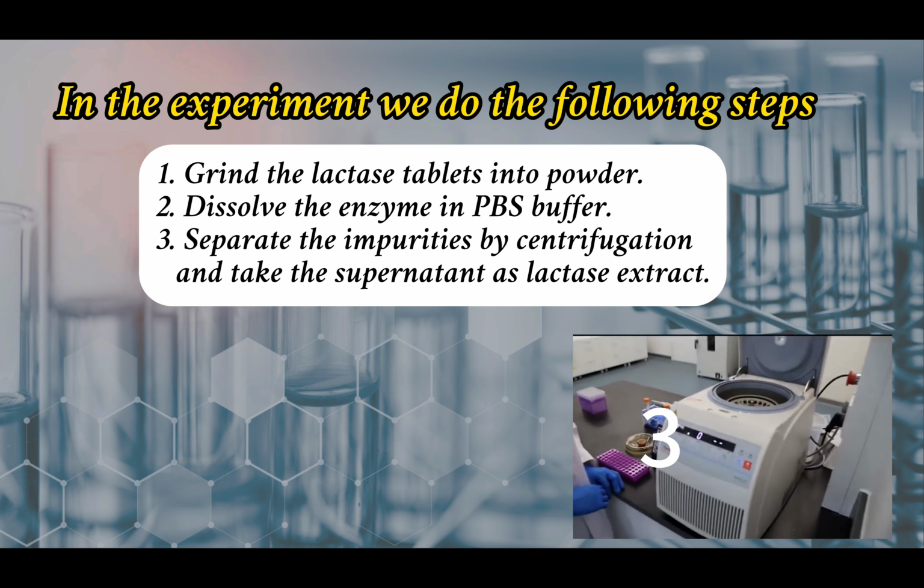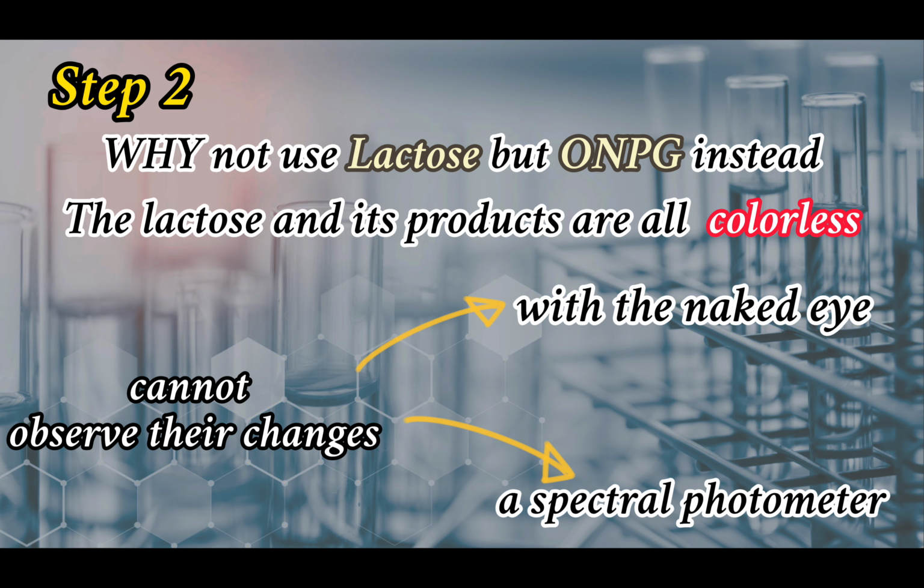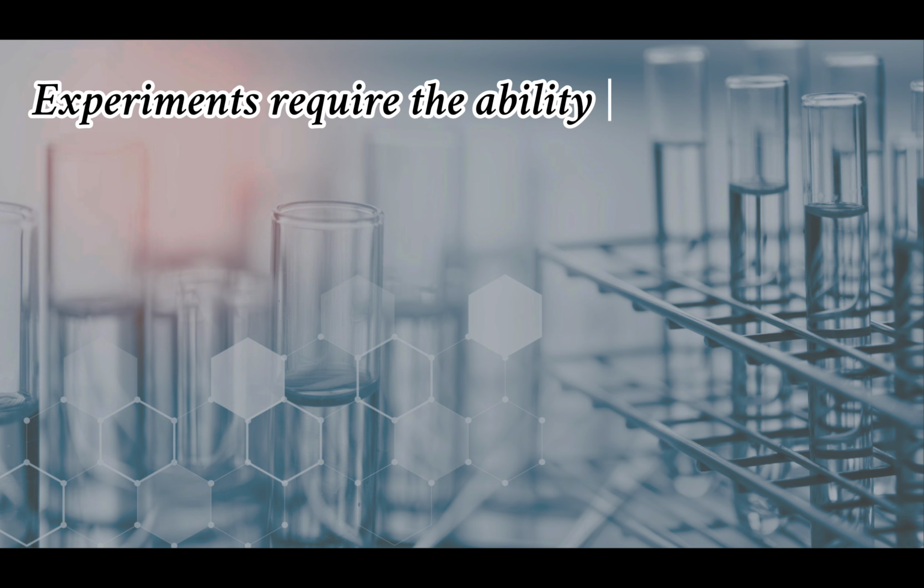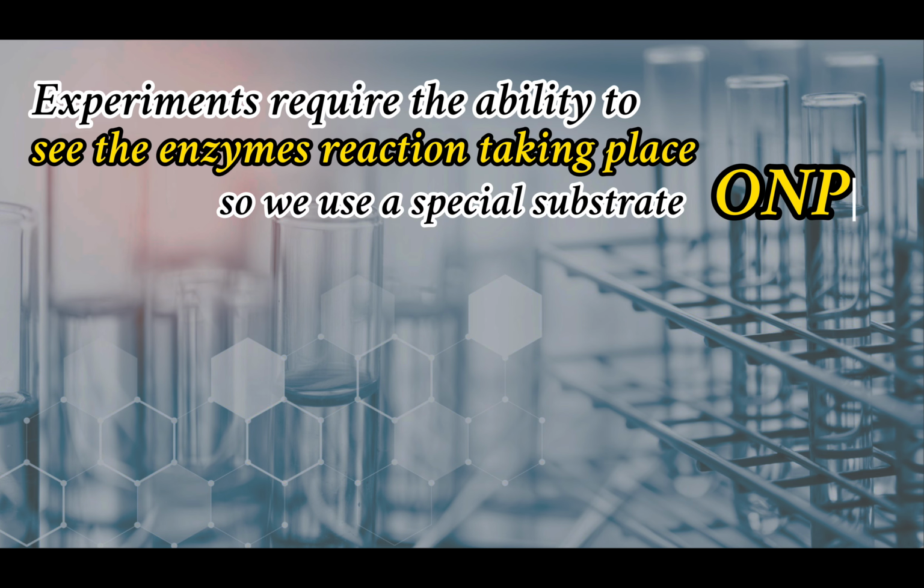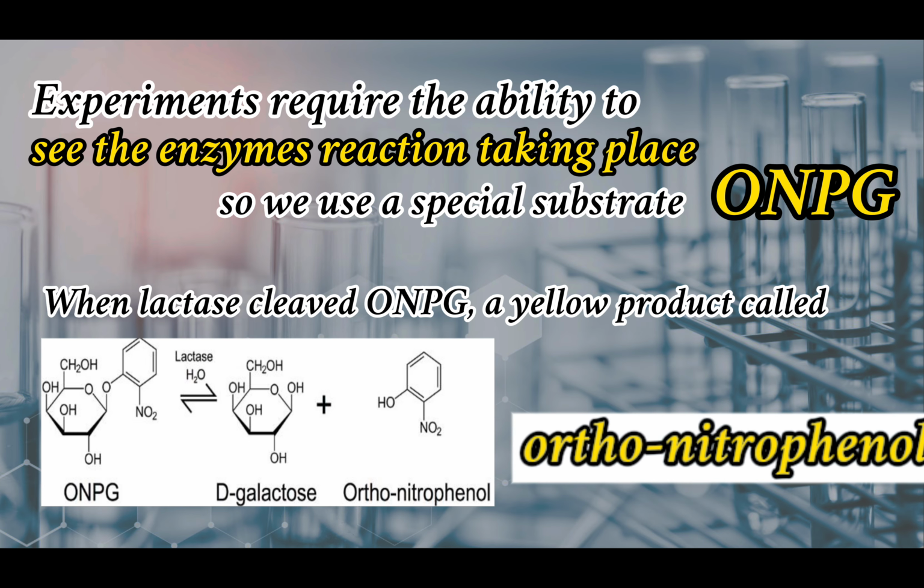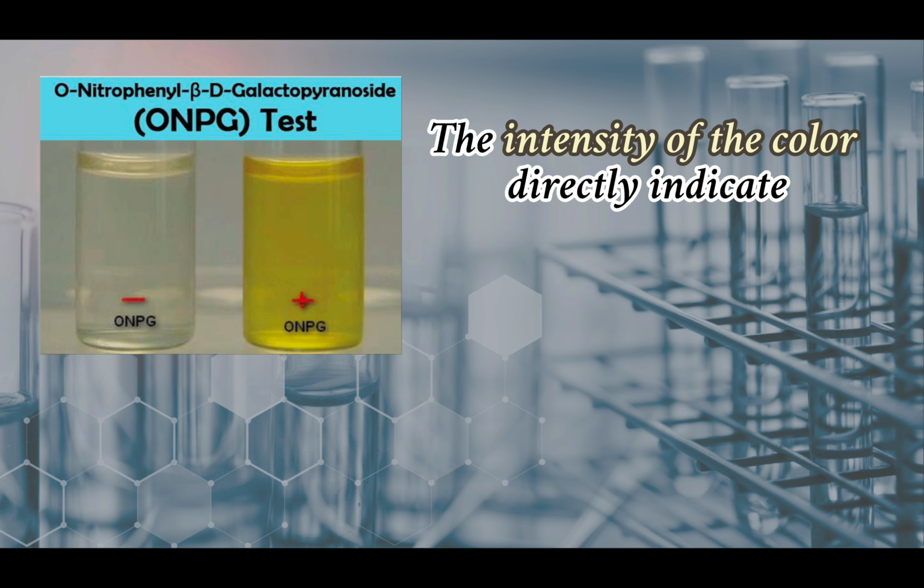For step 2, why not use lactose but ONPG instead? Lactose and its products are all colorless, and you cannot observe their changes with the naked eye or a spectrophotometer. However, experiments require the ability to see the enzyme's reaction taking place, so we use a special substrate, ONPG. When lactase cleaves ONPG, a yellow product called orthonitrophenol is produced. The intensity of the color directly indicates the activity of the enzyme. The darker color means the faster the enzyme cleaves.